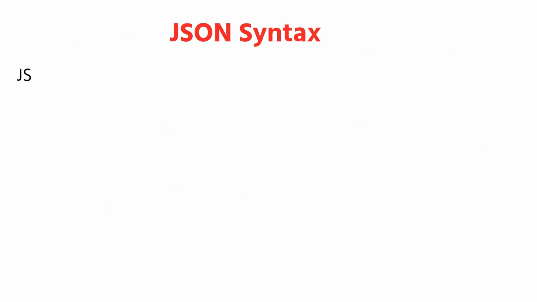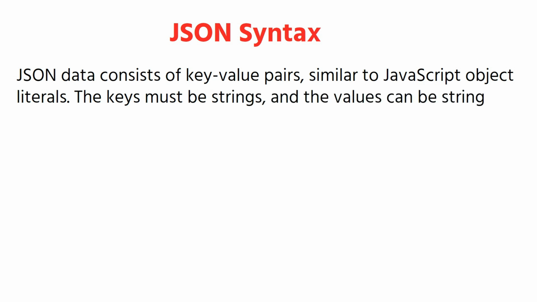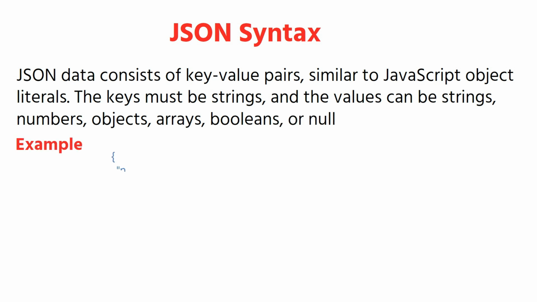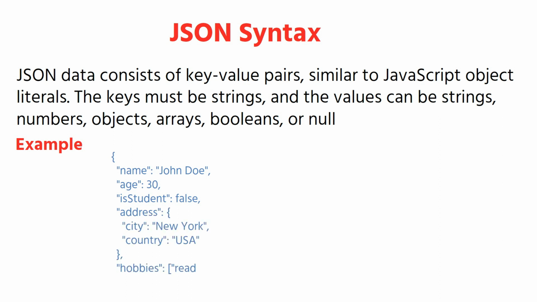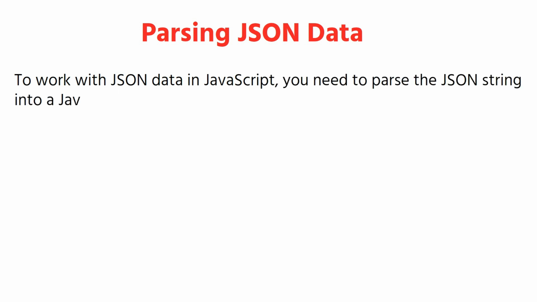JSON syntax. JSON data consists of key-value pairs, similar to JavaScript object literals. The keys must be strings, and the values can be strings, numbers, objects, arrays, booleans, or null. Parsing JSON data. To work with JSON data in JavaScript, you need to parse the JSON string into a JavaScript object using the JSON.parse method.